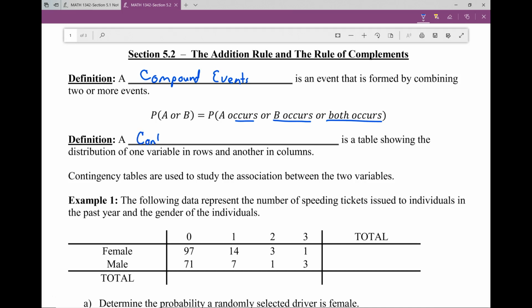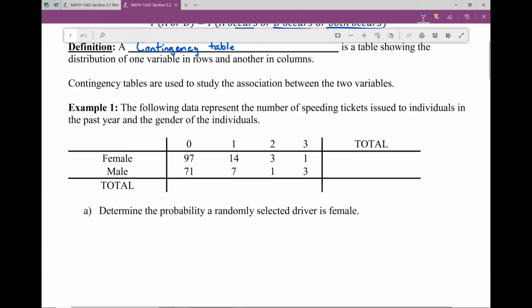A contingency table is one in which we use it to show the distribution of one variable in rows and another in columns. Now these are variables of the same individual happening. Let's look at this particular contingency table. The following data represent the number of speeding tickets issued to individuals in the past year and the gender of the individuals.